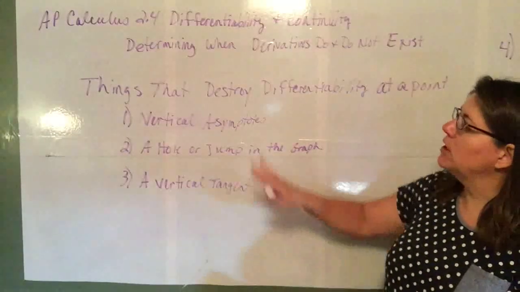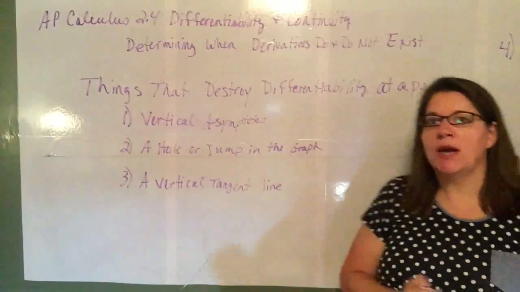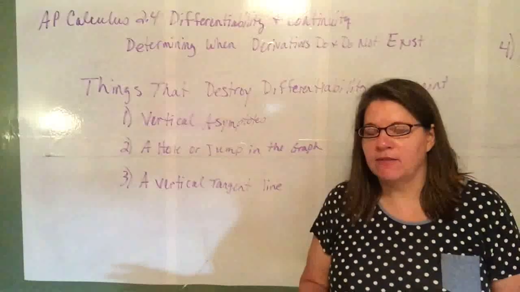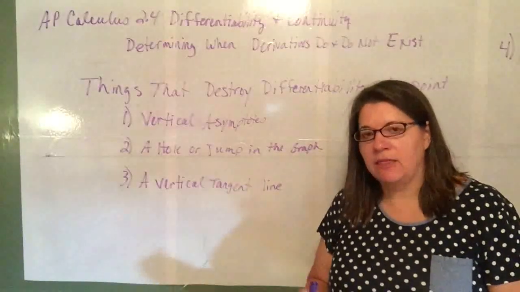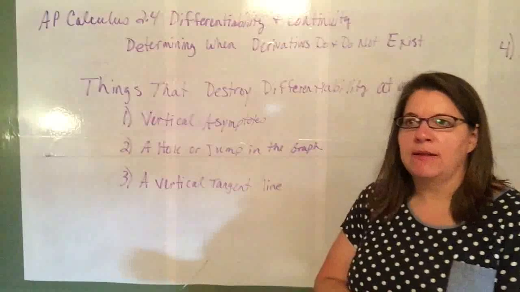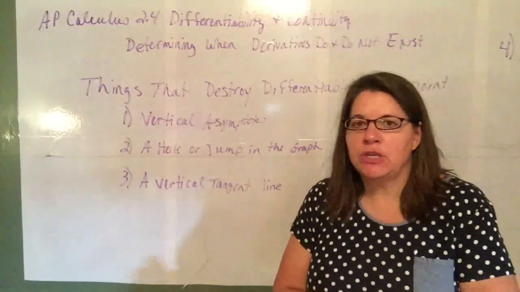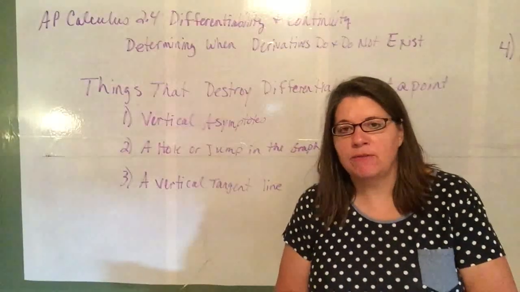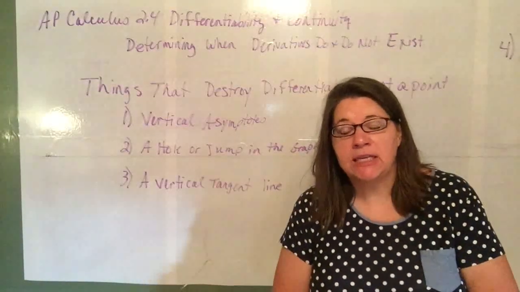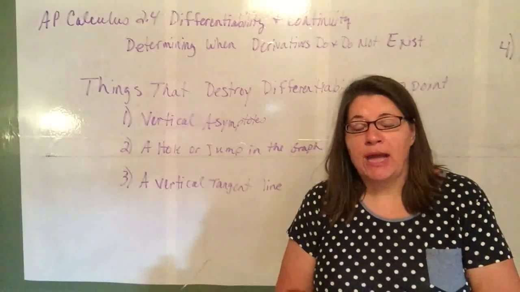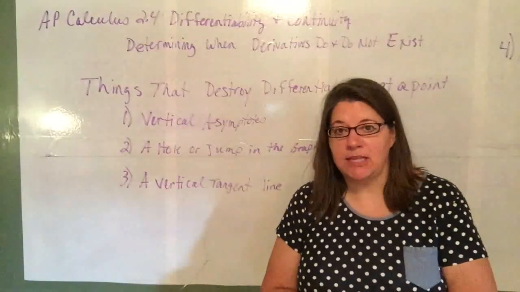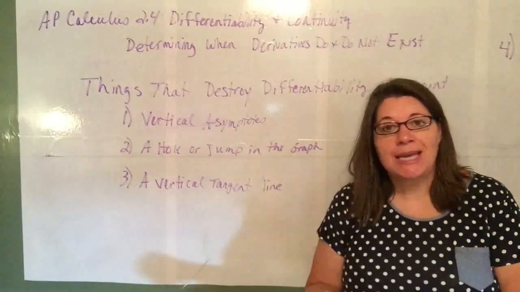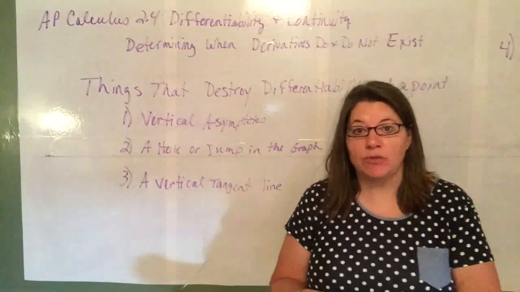In this unit, we're going to determine when derivatives do and do not exist. There are actually 4 things that destroy differentiability. And the main thing you need to know is if a function is continuous at the x value where you're trying to find the derivative, or the slope of the tangent line, it's only differentiable at that point if it's continuous at that point. If it's not continuous at your x value for the function, it won't be differentiable at that point either, okay?